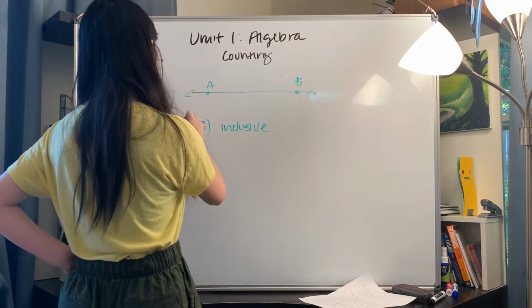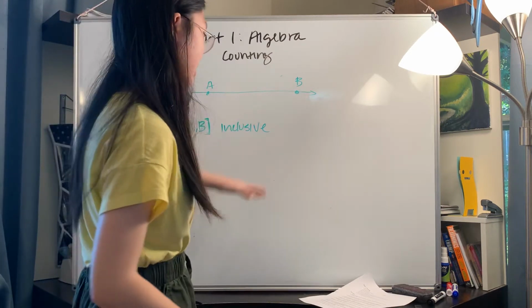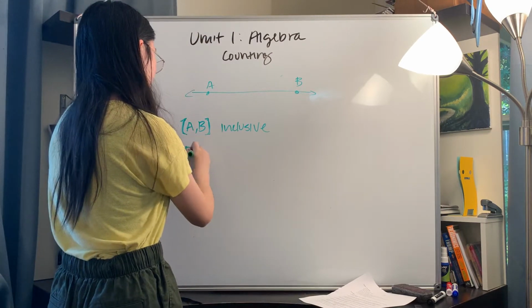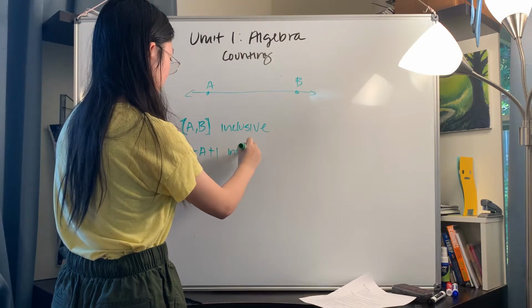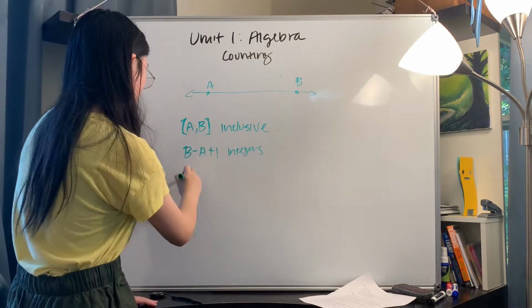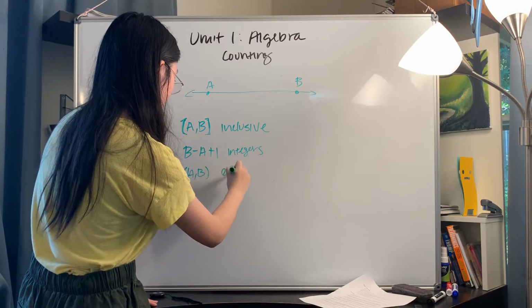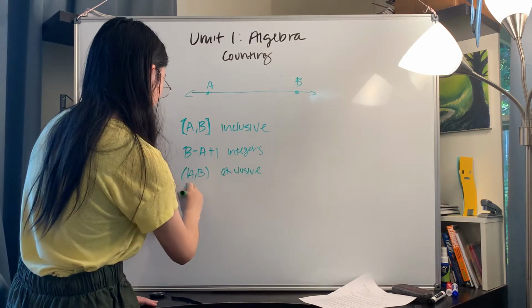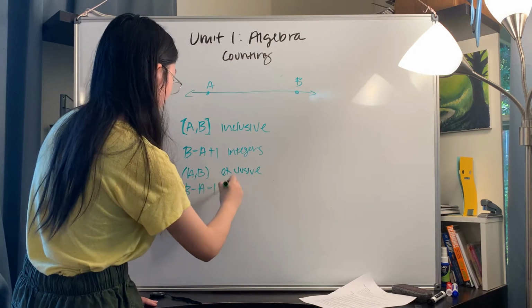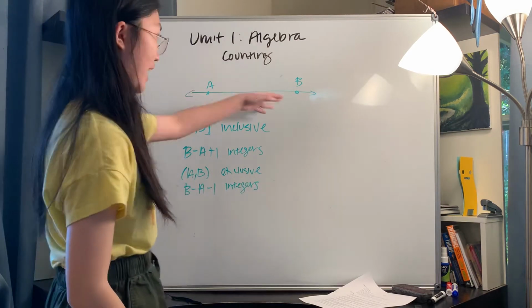So if it's inclusive, I should draw this. In this set here, inclusive, we have b minus a plus 1 integers. And then if we go from a to b, exclusive, we have b minus a minus 1 integers. And that's the number of integers between a and b.